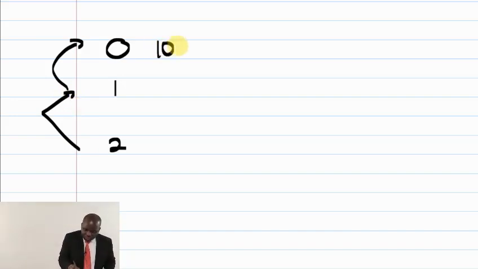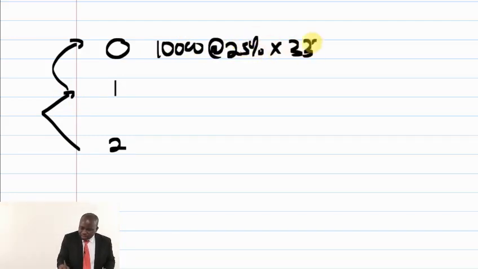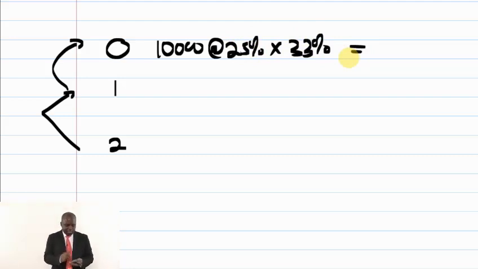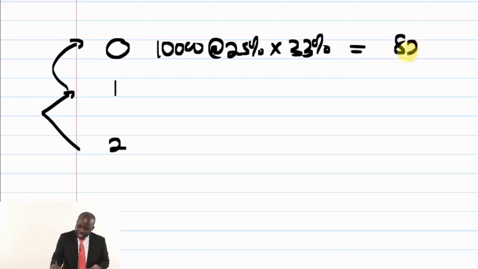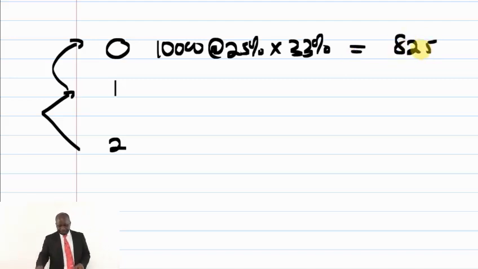Therefore, the cost of the asset is 10,000 at 25% at the tax rate of 33%. What are we going to get? 10,000 times 0.25 times 0.33 gives 825. Now be with me. Even though the asset is for 2 years and we are carrying forward the capital allowance, we cannot carry forward the balancing charge or the balancing allowance.